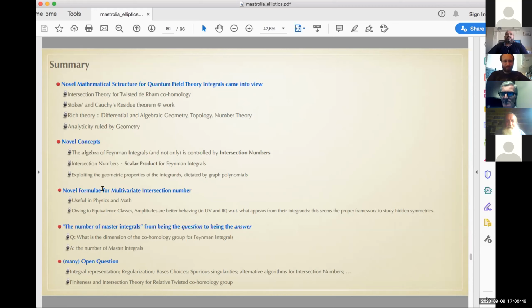There are many open questions about the suitable representation of Feynman integrals, about regularization of these integrals in this parametric representation, where it seems that dimensional regularization is not enough. In the application of our multivariate intersection number, we adopted also analytic regularization, but it's also important to study the structure of the singularity, in particular within the more modern techniques developed by mathematicians, which have to do with the relative twisted cohomology group ideas.